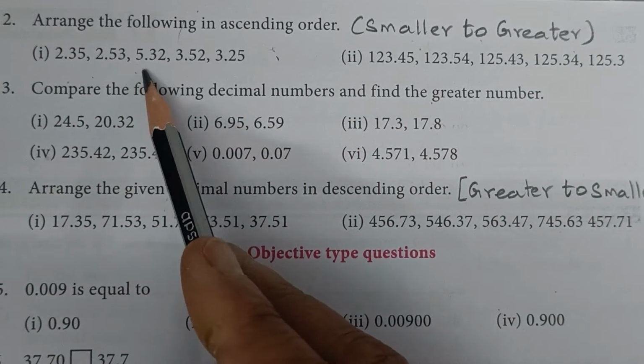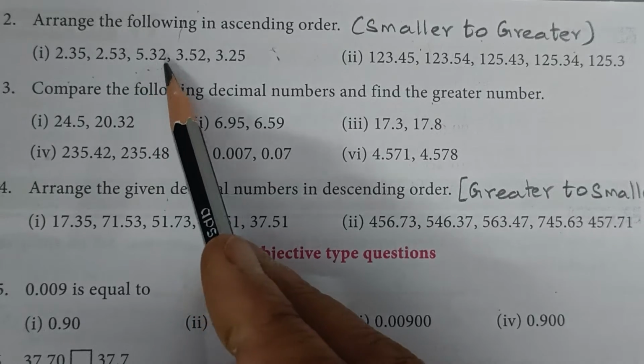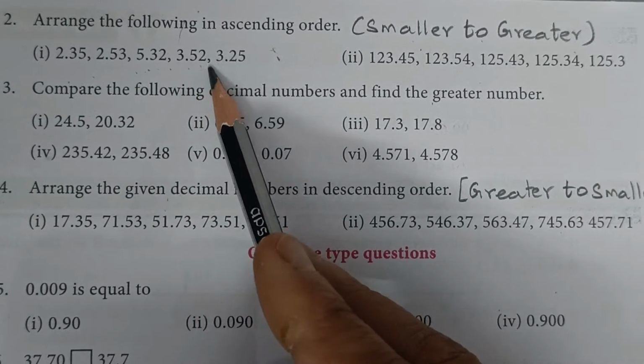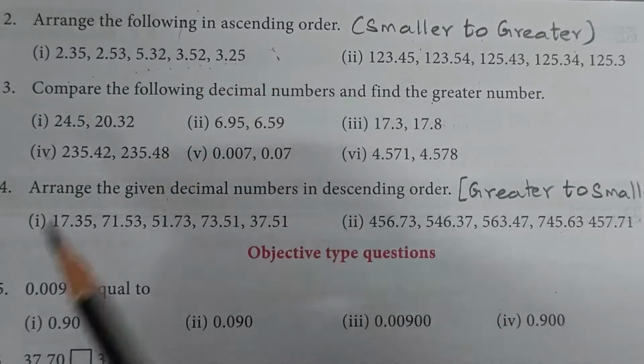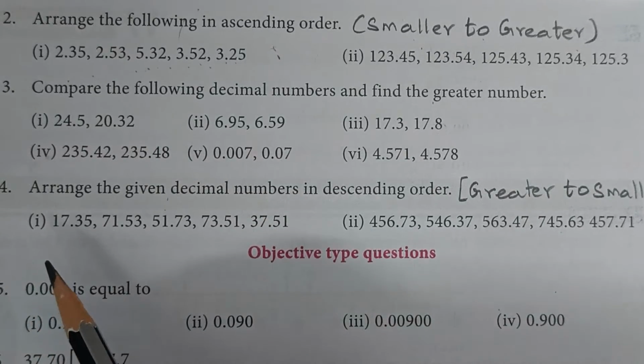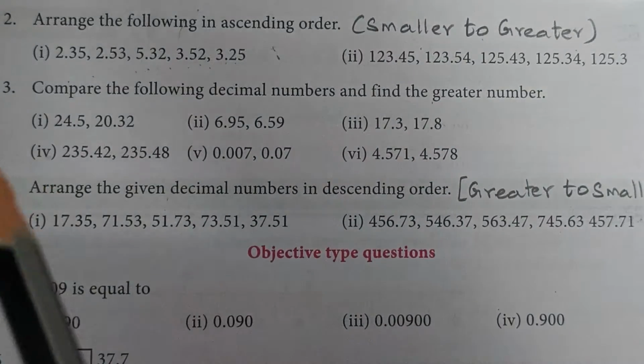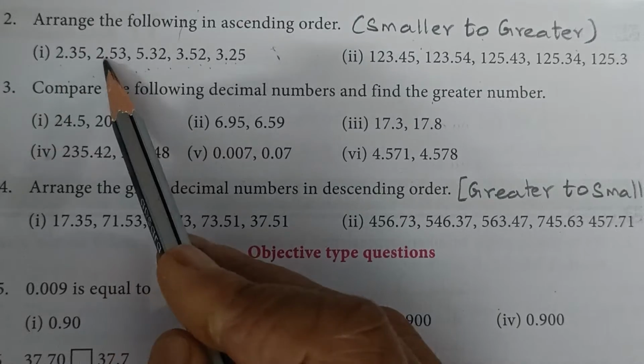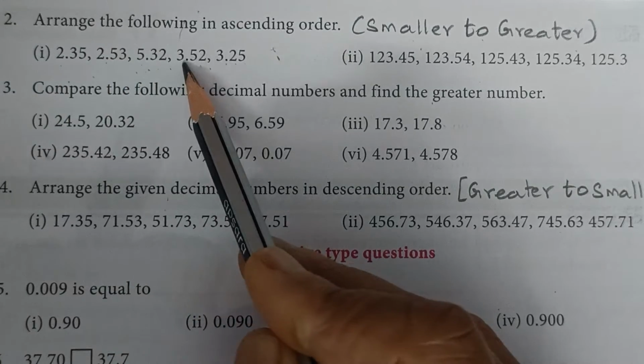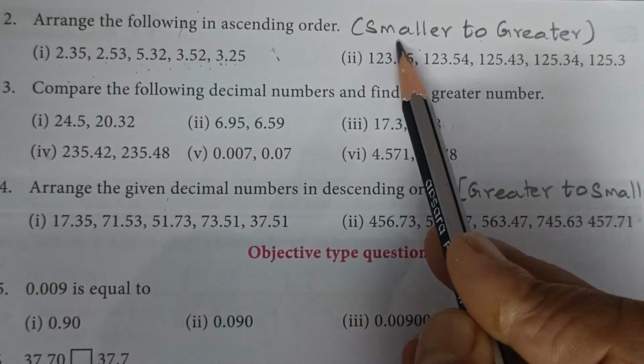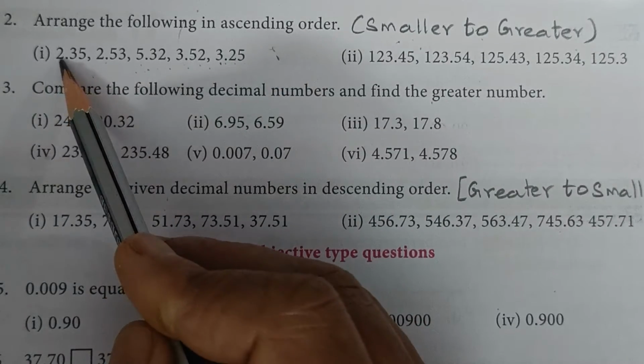2.35, 2.53, 5.32, 3.52, 3.25. So how to compare? Here also the same procedure. Compare the whole numbers first. 2, 2, 5, 3, 3. We have to start from the smaller. Which is smaller? 2 is smaller.